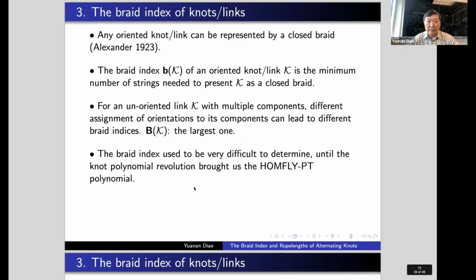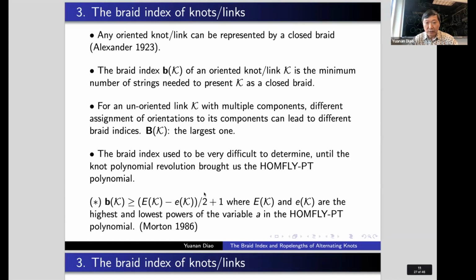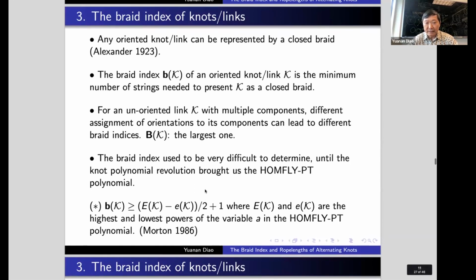So the braid index used to be a quantity, a knot invariant, that is very difficult to determine. And that remained the case until the knot polynomial revolution happened. When the HOMFLY-PT polynomial was discovered, that gave us the biggest help. The biggest help we have there is that there's this inequality.